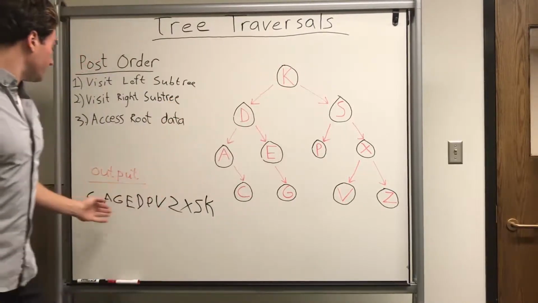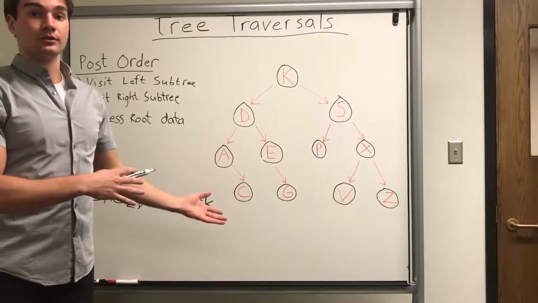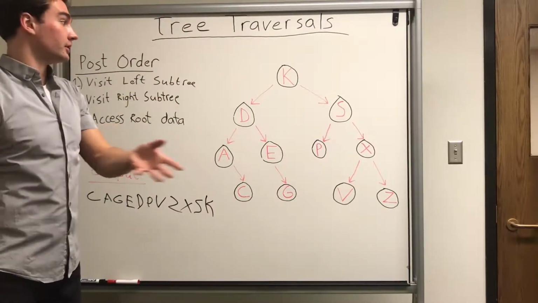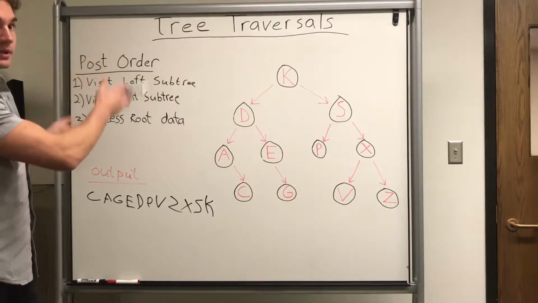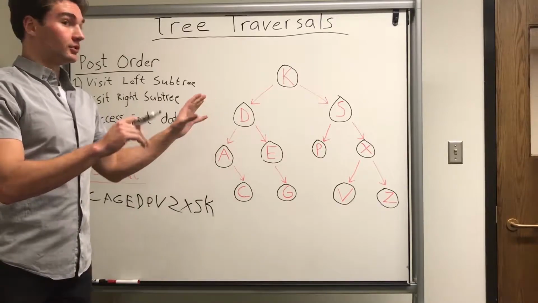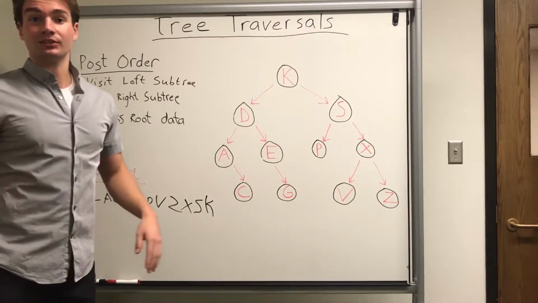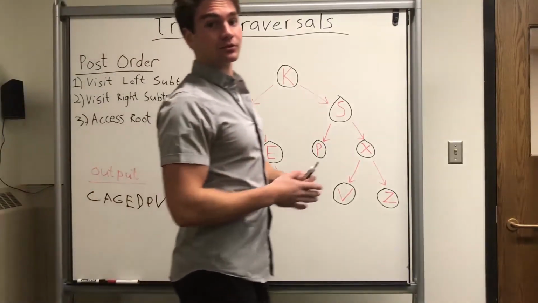Some things to know, a pre-order traversal, because you pre-order the root, you visit the root first, the root of the entire tree will be in the front. An in-order traversal, since you do the left subtree, then the root, then the right subtree, the root will be in the middle. For the post order, because you visit the left subtree, the right subtree, then access the data, it will be at the end. And that's just a little sanity check when you're doing these types of traversals.